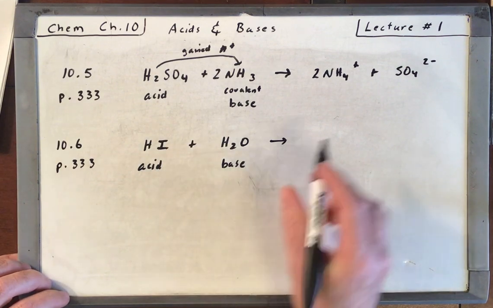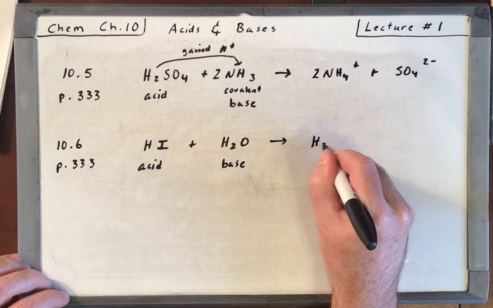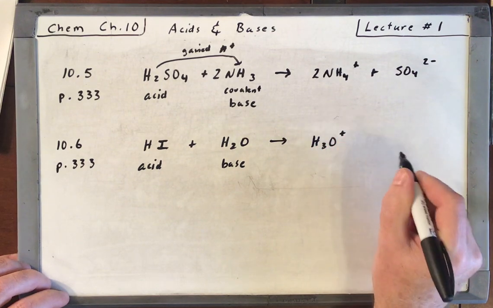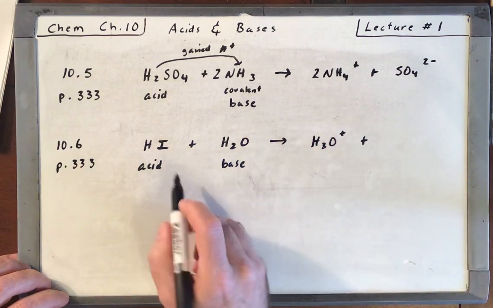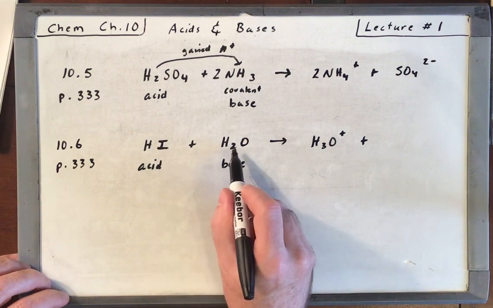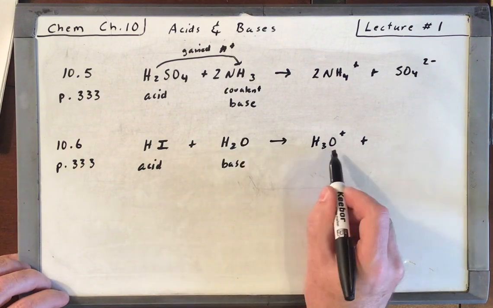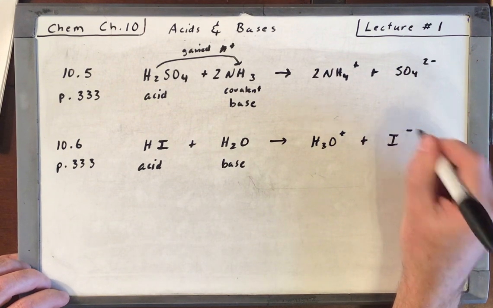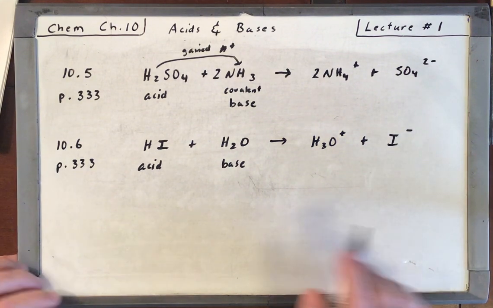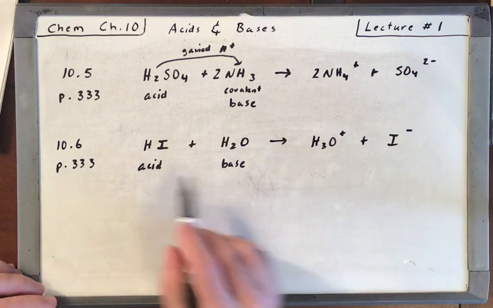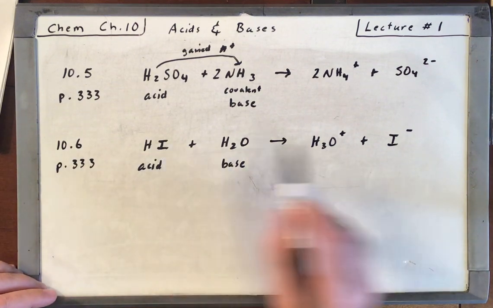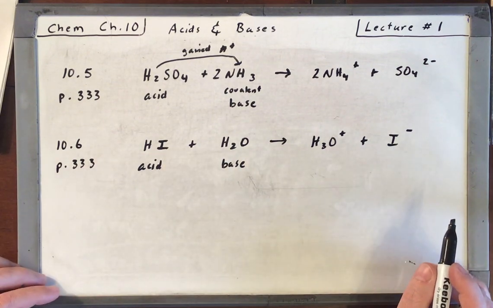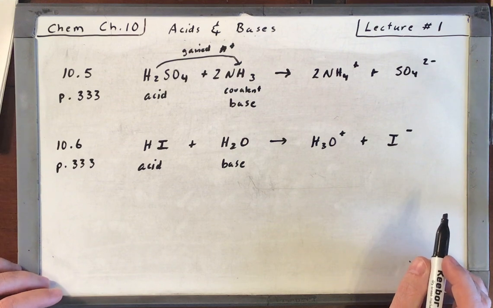Acid plus water as a base makes hydronium plus an ion. Well, if I gave that hydrogen to water and made it into hydronium, what's left? It's just I minus. And that is balanced. Look at that. We've got 3 hydrogens, 1 iodine, 1 oxygen. It's all balanced. So that's a pretty simple one.